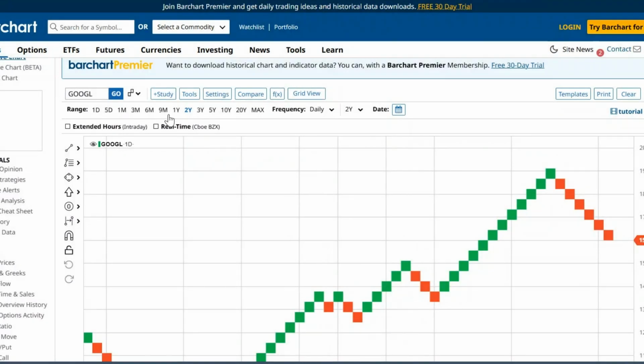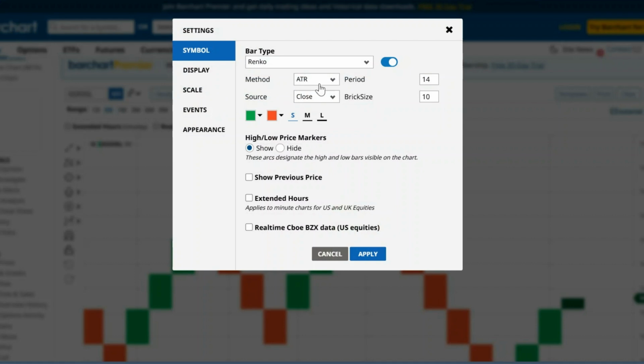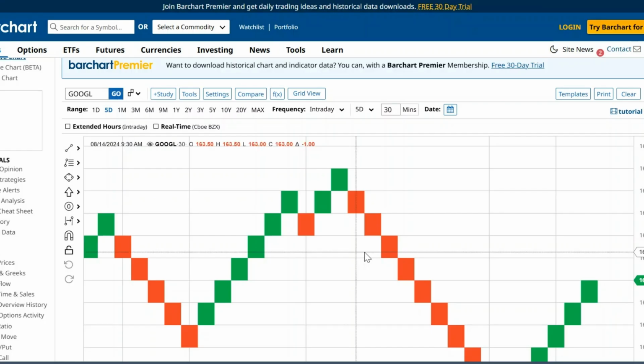So, how do you choose between fixed and dynamic brick sizes? Here are a few tips. For scalpers or short-term traders, a fixed brick size might be better because of its simplicity and predictability. You can set a small brick size to capture quick movements in the market.